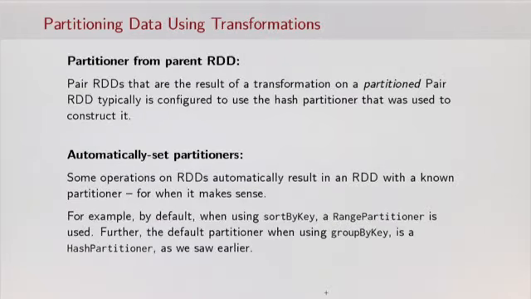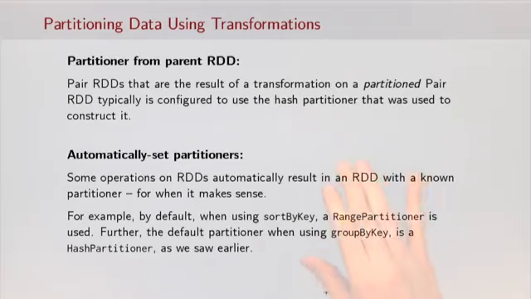Earlier in the session, I mentioned that it was possible to partition using transformations as well. There are two ways partitioners can be passed around with transformations. In the first case, and probably the most common case, partitioners tend to be passed around via parent RDDs. That is, a pair RDD which is the result of a transformation on an already partitioned pair RDD is typically configured to use the same hash partitioner that was used to construct its parent.